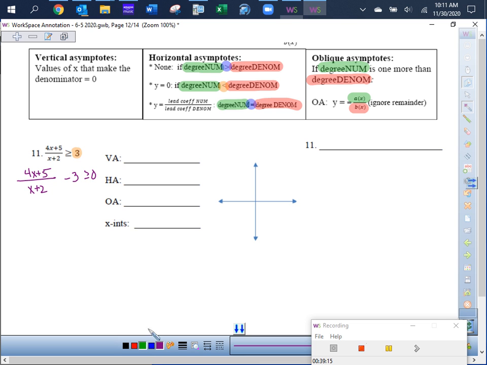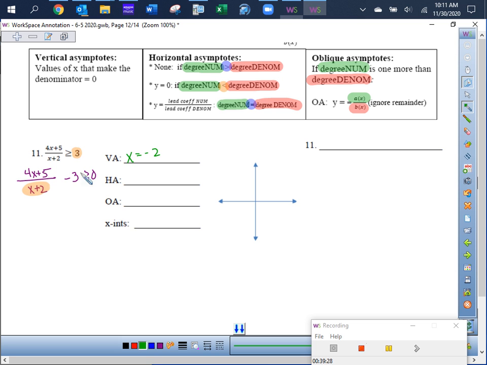So that's weird. Vertical asymptotes work the same way. What makes the denominator 0? If x was -2. No holes in the graph either because you don't have the same group upstairs and downstairs. Rock on.